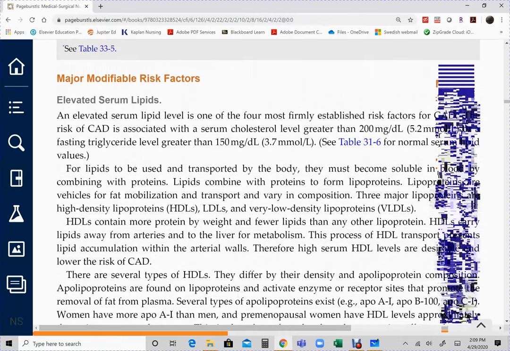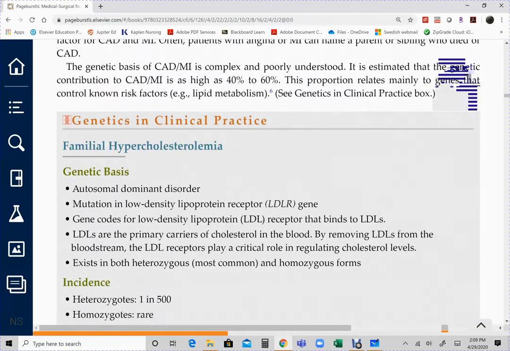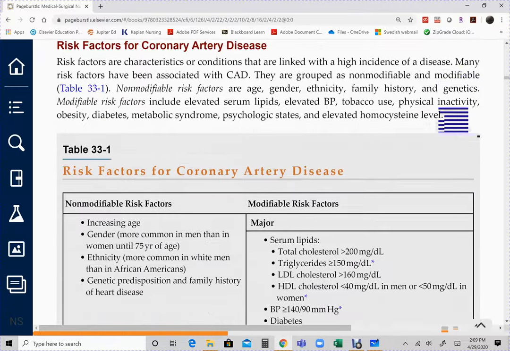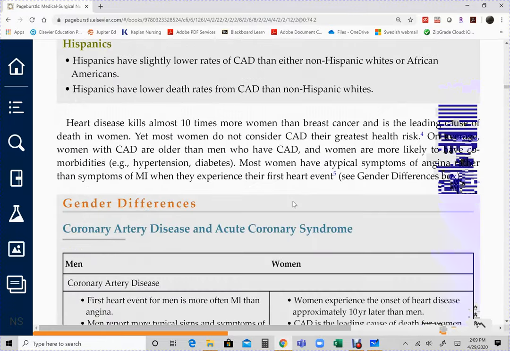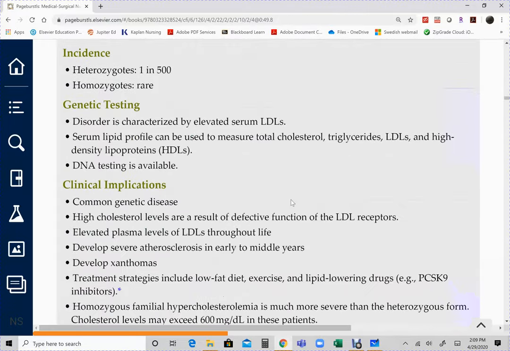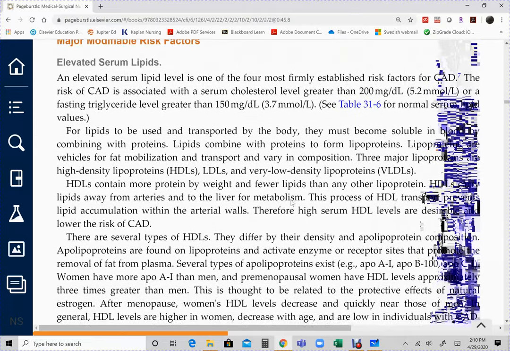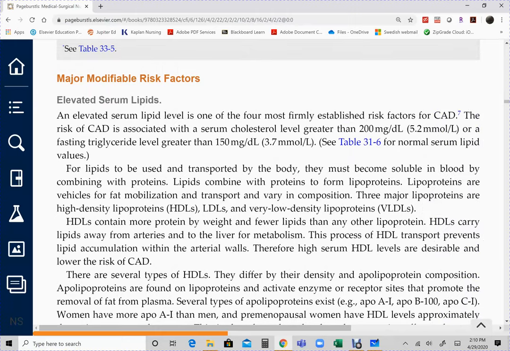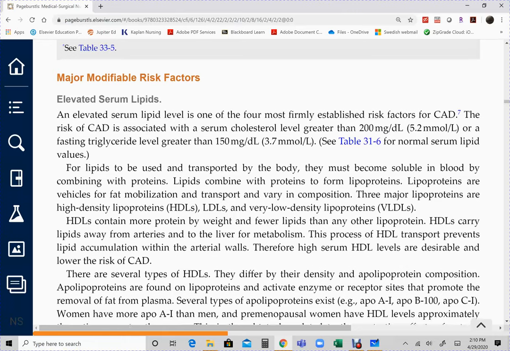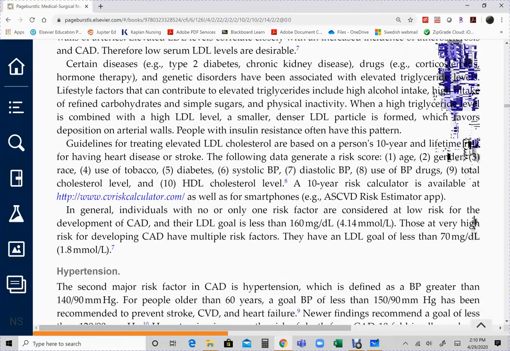Alright, so like I said already, Table 33-1 is discussed quite extensively here, from non-modifiable to modifiable risk factors. So even without looking at the treatment yet, you already know what the regimen will be when people have coronary artery disease. You can bet that one of the medications they will be put on are statin medications, which we'll discuss real shortly.